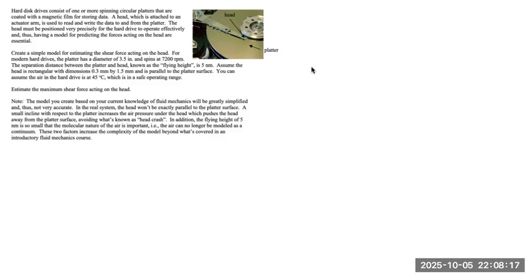Note, the model you create based on your current knowledge of fluid mechanics will be greatly simplified and thus not very accurate. In the real system, the head won't be exactly parallel to the platter surface. A small incline with respect to the platter increases the air pressure under the head, which pushes the head away from the platter surface, avoiding what is known as head crash. In addition, the flying height of 5 nanometers is so small that the molecular nature of the air is important. That is, the air can no longer be modeled as a continuum. These two factors increase the complexity of the model beyond what's covered in an introductory fluid mechanics course.